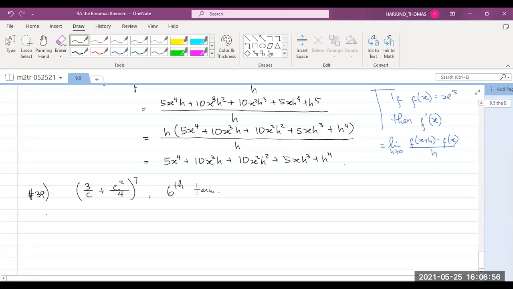What is the 6th term of this expansion? Let's see. If I have (a + b) to the power of 7, then the 6th term must be a squared b to the 5th.